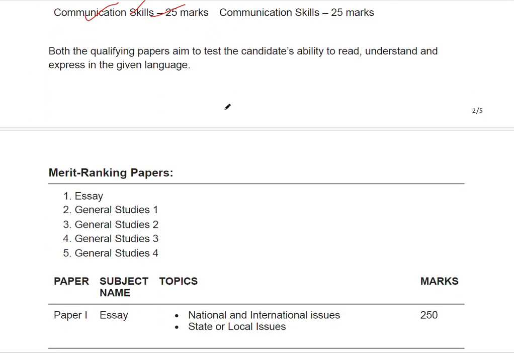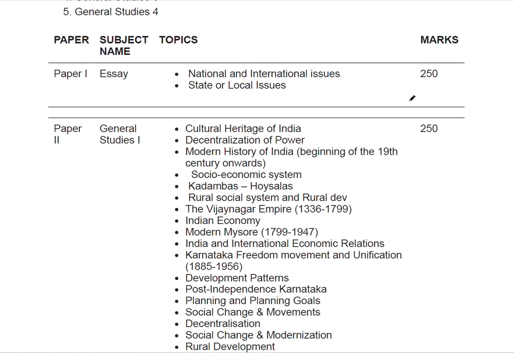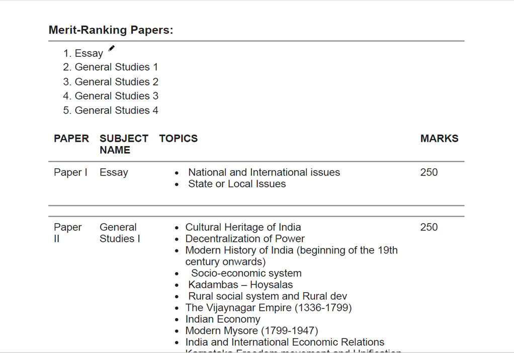Now see here, the aim of both these languages is to test whether you know the Kannada language and English language, to read, understand and express in the given language. So it's very important. Now, next, merit ranking papers. Like I said, apart from the language qualifying papers, we have the essay and general studies 1, general studies 2, 3 and 4.